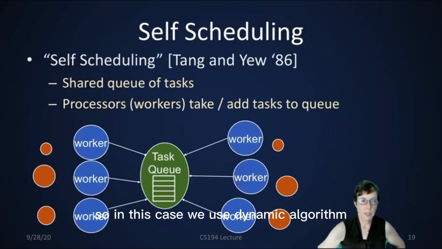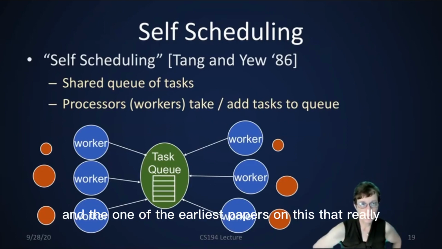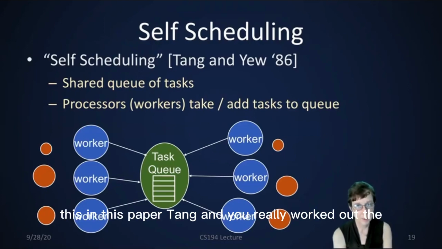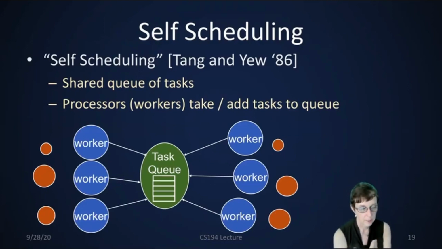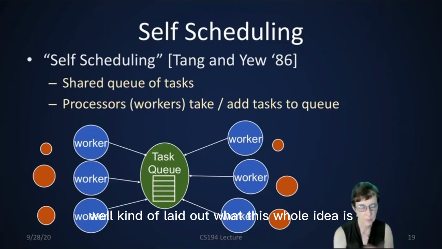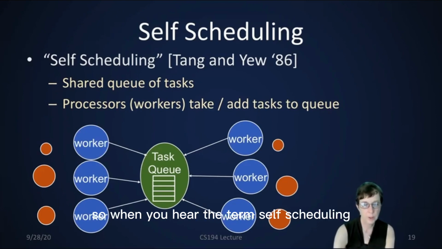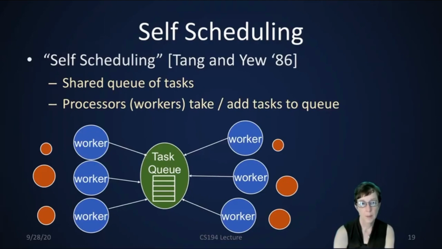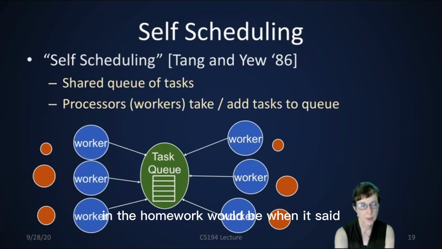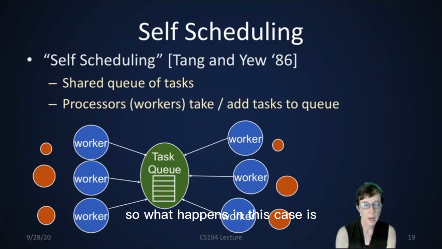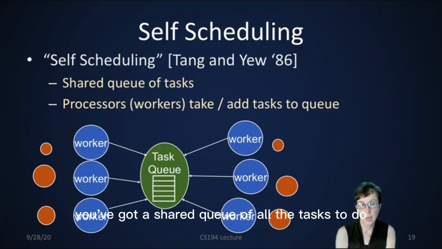So in this case, we use dynamic scheduling algorithms, and one of the earliest papers on this that really identified it, and other people had used it before, but in this paper, Tang and Yu really worked out the theory behind it, and laid out what this whole idea is. They called it self-scheduling. So when you hear the term self-scheduling, and that will come up in OpenMP, it is one of the types of scheduling that you're using even in the homework. When it says dynamic, that would be a self-scheduling algorithm. So what happens in this case is you've got a shared queue of all the tasks to do.